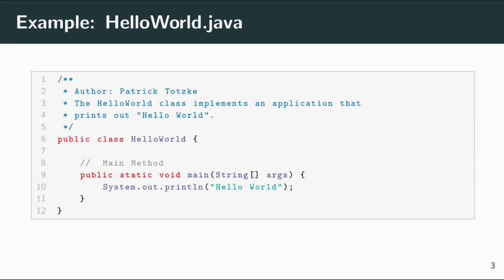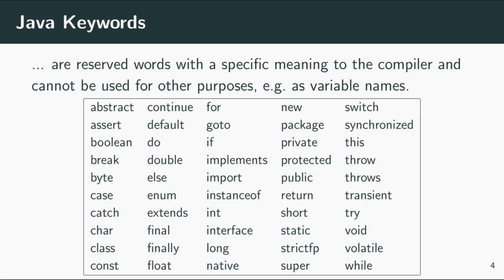What are public class, public static, void, etc.? Let's not worry about these too much for now, and just consider them as keywords. A keyword is simply a word that has a specific meaning to the compiler, and you cannot use it for any other purpose, for example, for variable names. Here's a list of a few keywords. There are a few more. Those are out of reach for variable names.